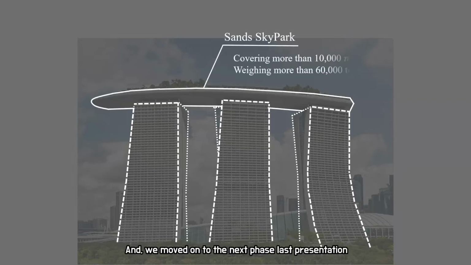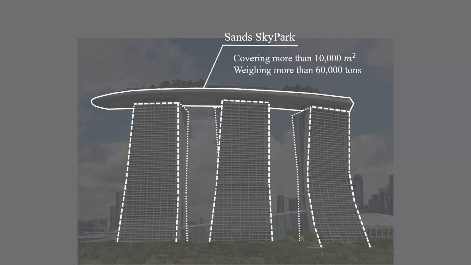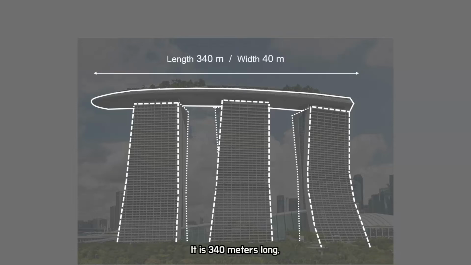And we moved on to the next page, last presentation, the Sanjay Sky Park. It's covering more than 10,000 square meters and weighing more than 60,000 tons. It's 340 meters long and 40 meters wide. It was a very huge and giant structure.